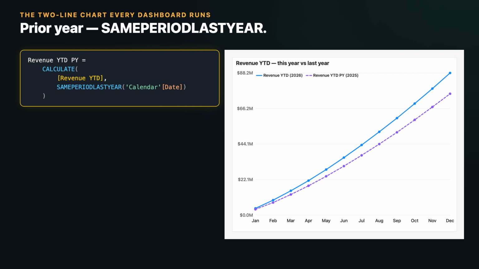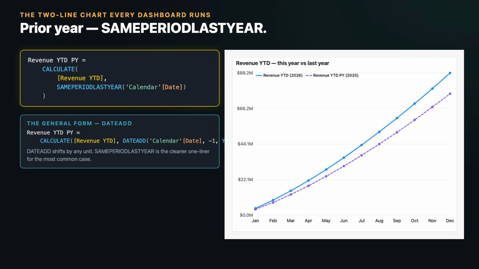SAMEPERIODLASTYEAR shifts whatever date range is currently in context backward by exactly 1 year, then evaluates a measure under that shifted context. Wrap the YTD measure in Calculate, pass SAMEPERIODLASTYEAR as the filter. Done. The filter takes the dates currently visible, say January through September of this year, shifts them back 12 months, and evaluates the year-to-date measure under that.